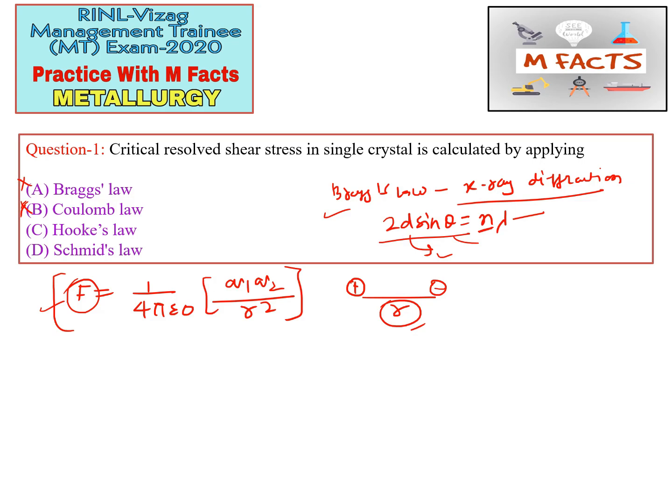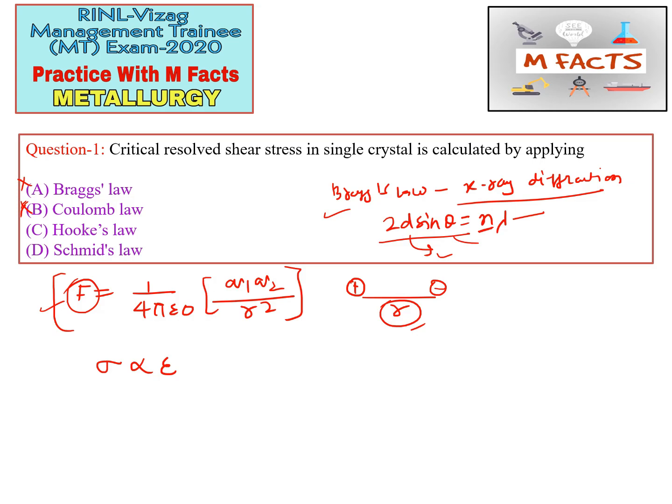Option C is Hooke's law. We all know Hooke's law is basically that the strain of the material is proportional to the applied stress, meaning stress is proportional to strain. Within the elastic limit, stress is proportional to strain; that is what Hooke's law represents.